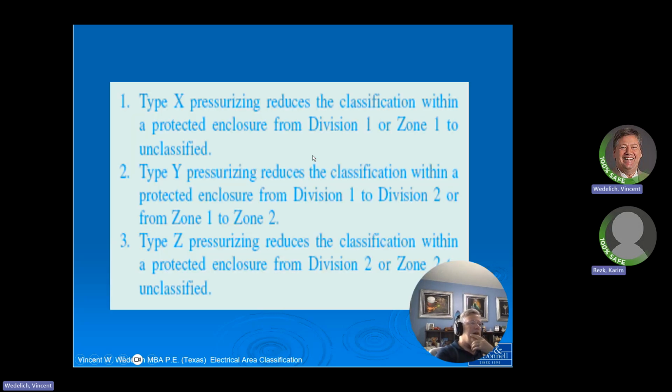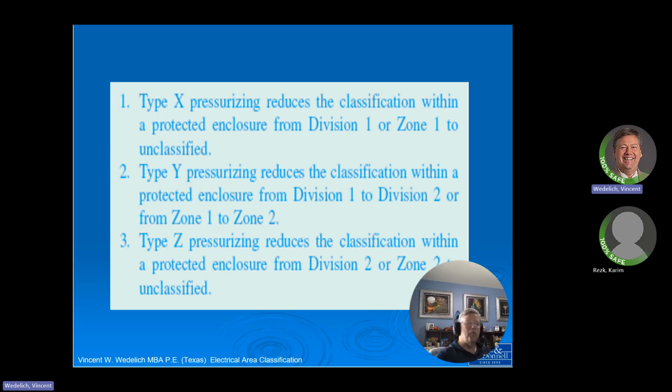And now the nice thing about these boxes is you just need to figure out. Go ahead. I'm confused from the last slide. So he said if we have all the components inside that are general, unclassified, they have no stamp saying they're classified, so they're general purpose, and we're trying to put that box in a Div 1 location, we must buy an X purge system.